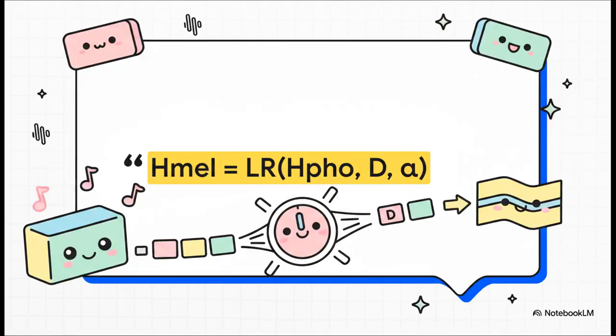And the whole mechanism is captured in this beautifully simple equation. The final MEL spectrogram, that's H_MEL, is just a function of the length regulator, which takes the phoneme sequence, H_Pho, and expands it according to the predicted durations, D. You can even tweak it with a speed control parameter, alpha.